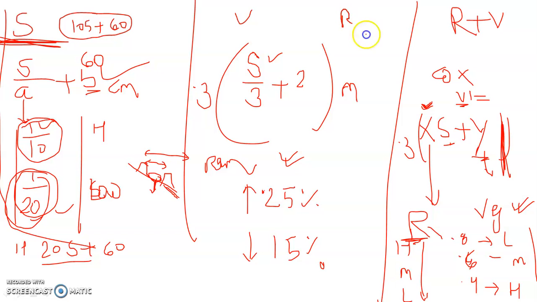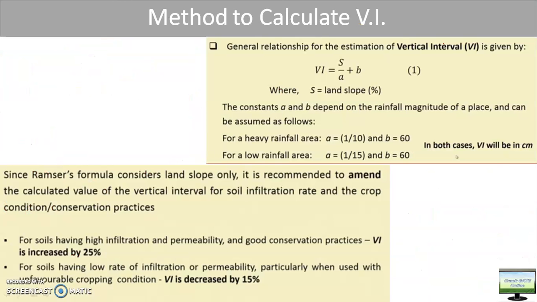The name is Ramsar and Cox. Okay, so I will show here the vertical interval in percentage, so here it is 1 by 10. So 1 by 10 will be for heavy rainfall, because if you put 10, it will be 10s plus b, so it will be lower than the 20 50. So I told you 20, so kindly make that correction. It is not 1 by 20, it is 1 by 15. Okay, it is 15. So this is for heavy rainfall and it is for low rainfall.